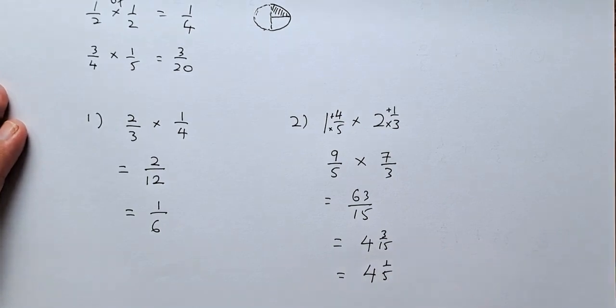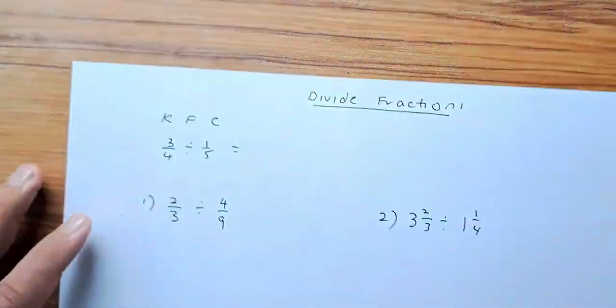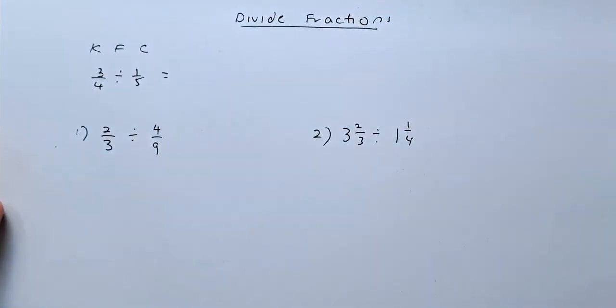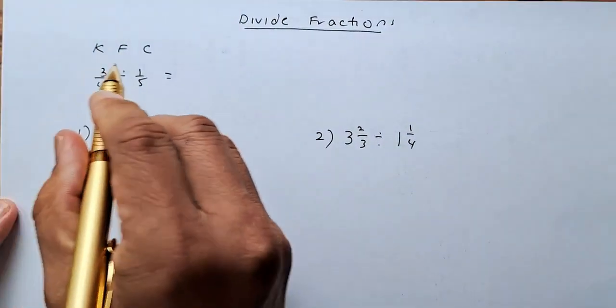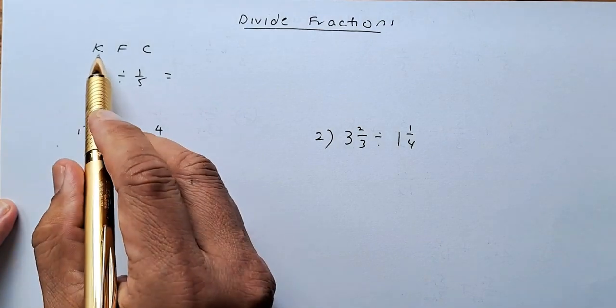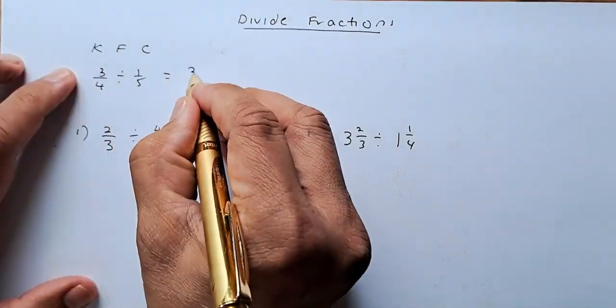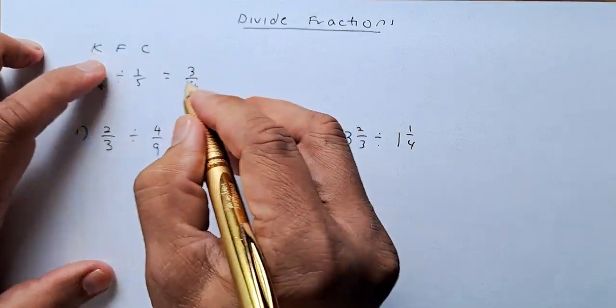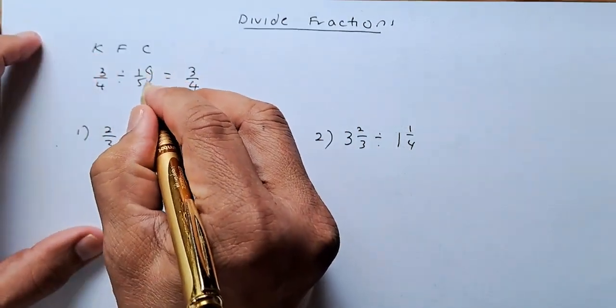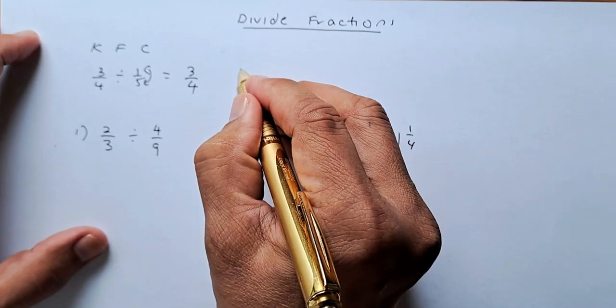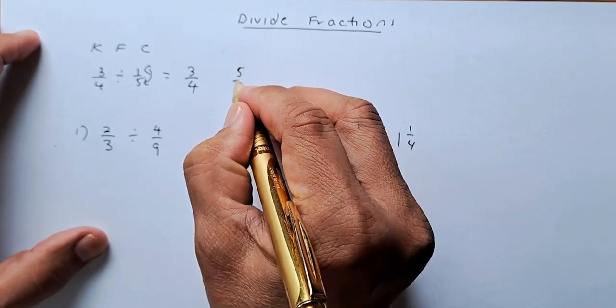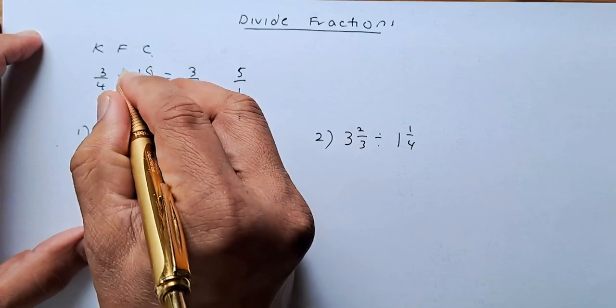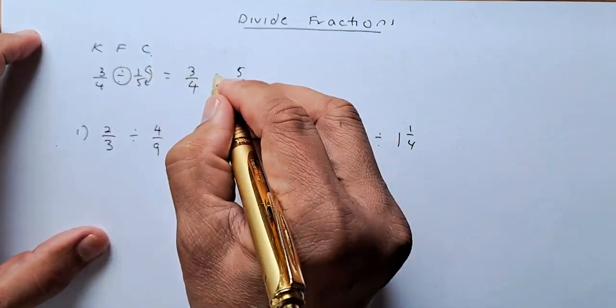Okay, great. Now we shall do division. Division is similar to multiplication, it's just the reverse. So we are using the KFC method. The first fraction you keep, so 3/4 you're going to keep. The second fraction you're going to flip. Flip means 5 goes up and 1 comes down. So 1/5 becomes 5/1. And C means change. The operation here, the divide, you're going to multiply.